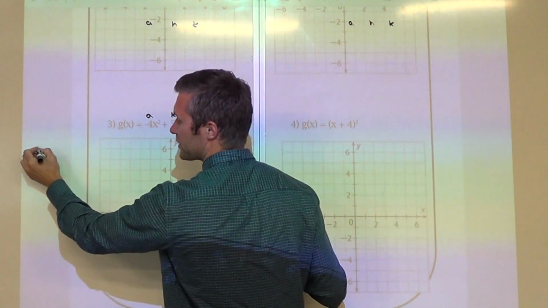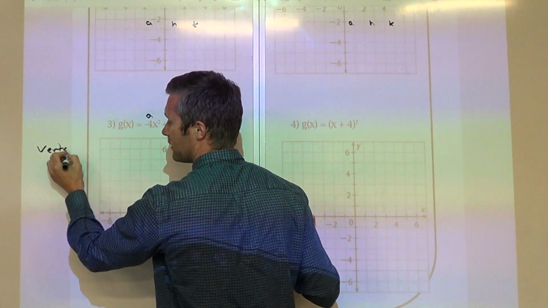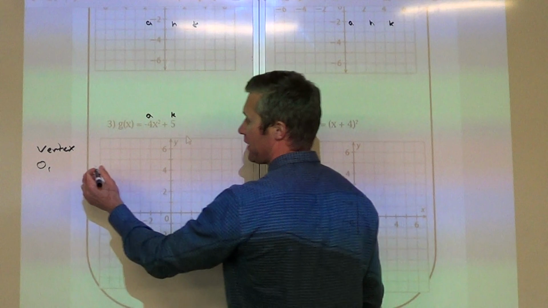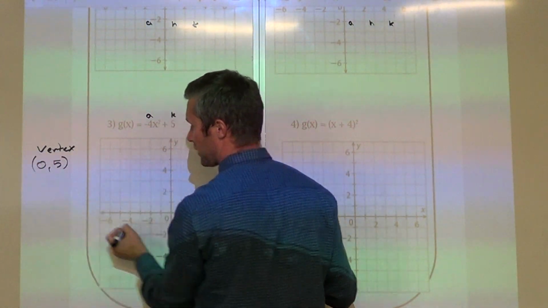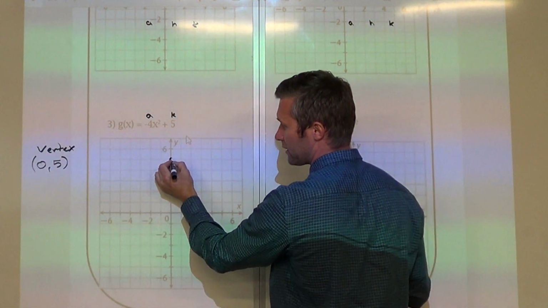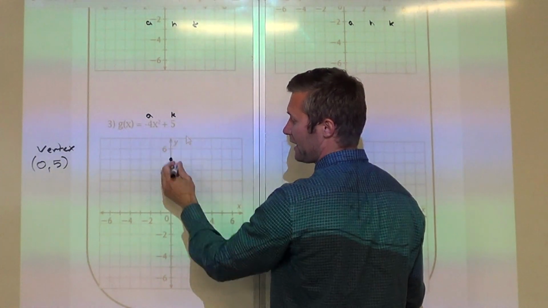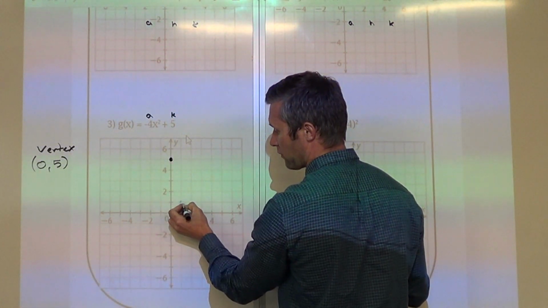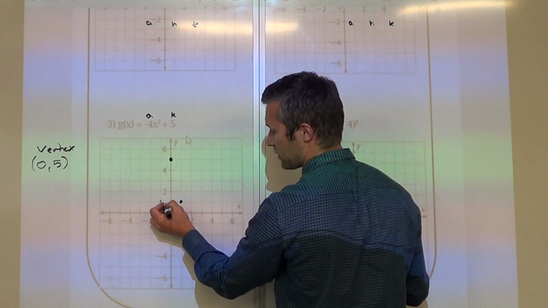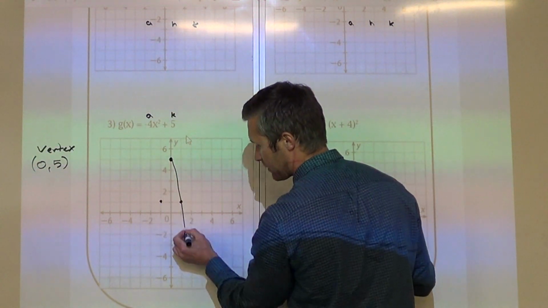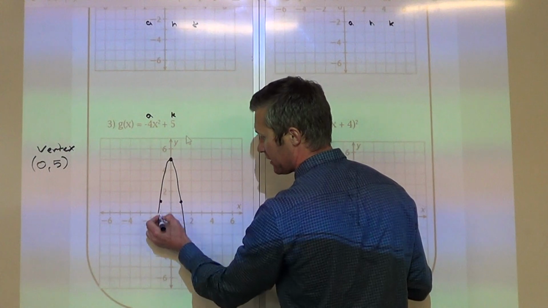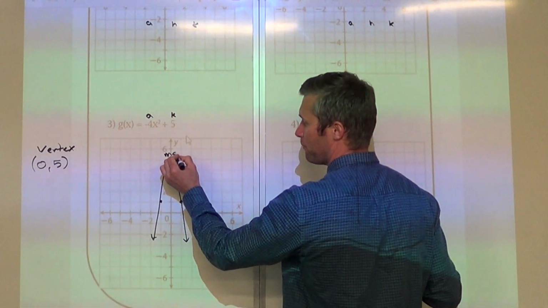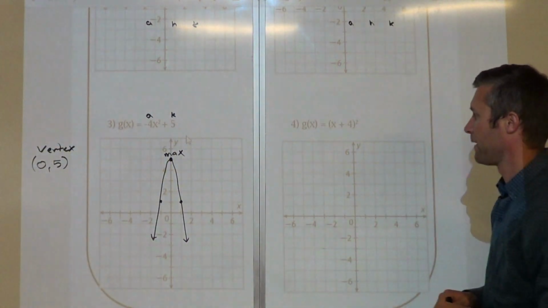So when we go to the vertex, there is no h value, so I'd say 0. My k value is 5, so I graph 0, 5. Then it says it's negative 4 for my a value, so I go down 1, 2, 3, 4, over 1, down 4, left. So because my graph opens down, this would make this a maximum value.